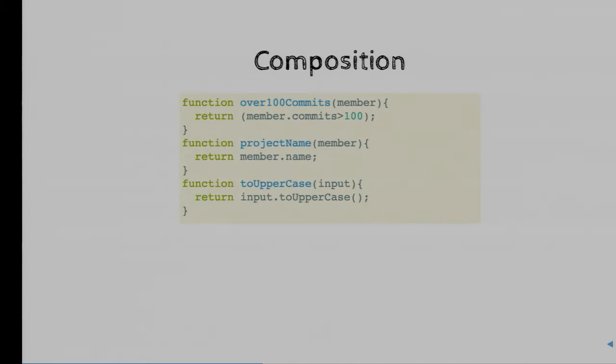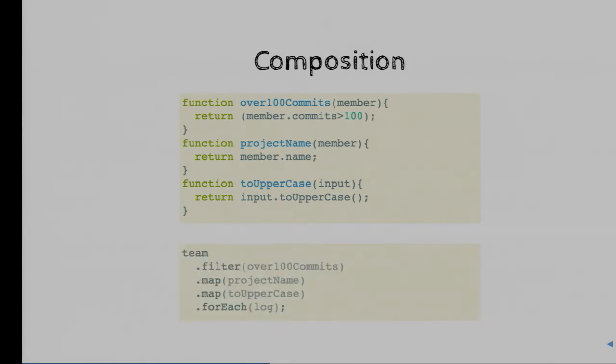So that brings us to the next point. Let's imagine we implement these functions, and that will be our logic. In this case, we have similar functions to those we have seen before. The first one is just checking the commits. Then we are projecting the name. And I also added a function to change to uppercase. So that's pretty easy to see.